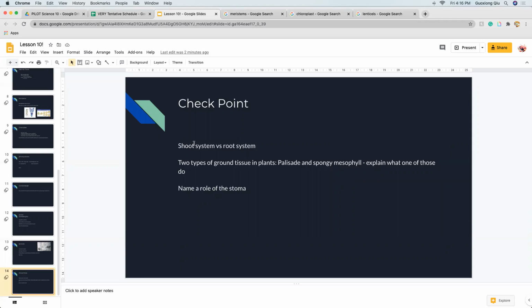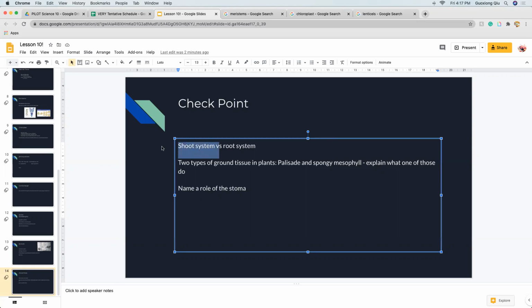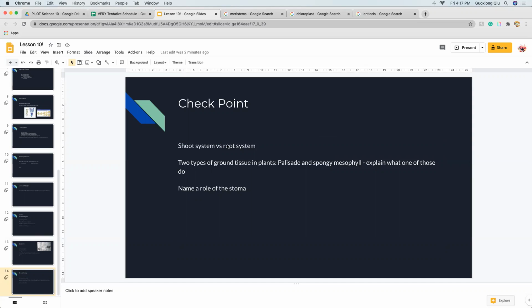First off, shoot system versus root system. Just tell me the difference. You don't need to fully explain them. You can explain to me what the shoot system is, and then just say that root system is the opposite of it. Okay. So the shoot system is like everything that's above the ground. Yeah. The root system is everything that's below it. And the shoot system is involved in gas exchange, while the root system is involved in like the uptake of water and minerals from the soil.